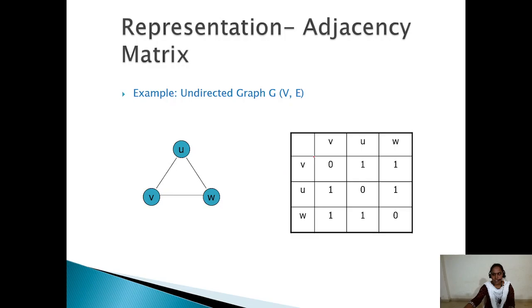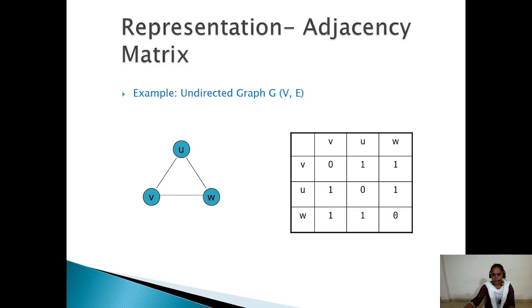No, vertices are connected to the edges. See, this is the vertex, this is the vertex, this is the vertex. See, V to V, no, 0. V to U, yes, will be connected, so put 1. V to W, yes, will be connected. Next, U to V, 1, yes, will be connected. U to W is connected as 0. This is the adjacency matrix.